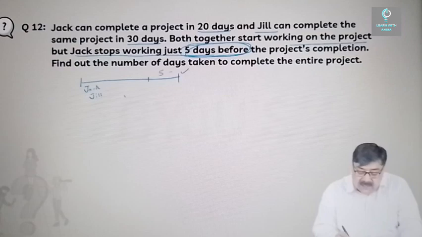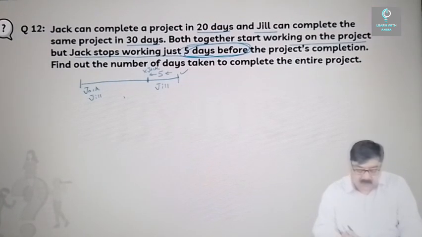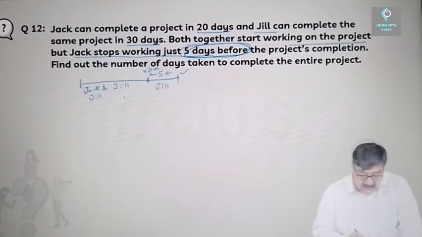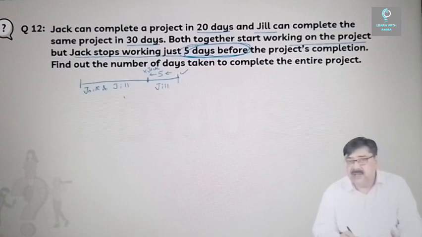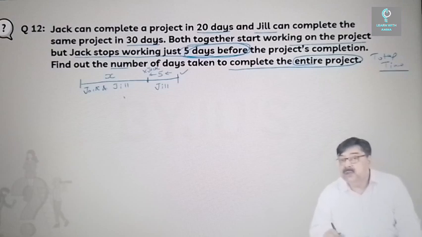5 days before is here. What's happening? This is where Jack stops. So who has worked during these 5 days? Obviously, Jill has worked. So you have Jack and Jill working for this entire duration. But how much is this duration for which Jack and Jill worked? Don't know. So whatever we don't know, we have X in that place. Now what is the question? Find out the number of days taken to complete the entire project. So you want the total time taken to complete the project.